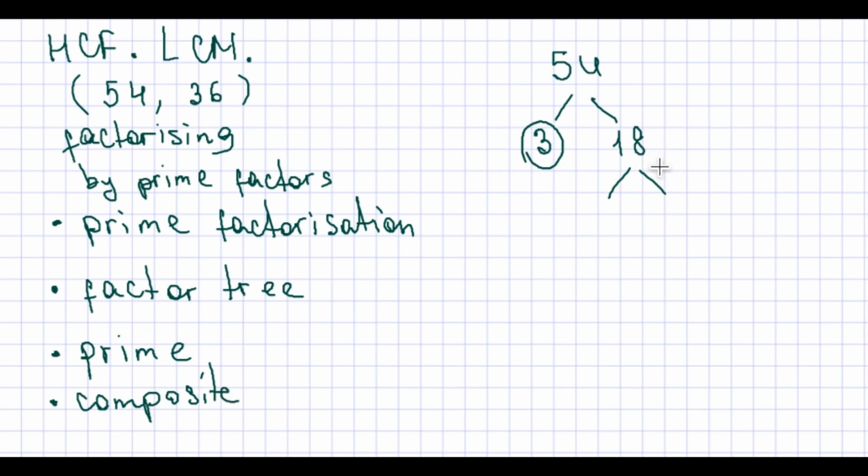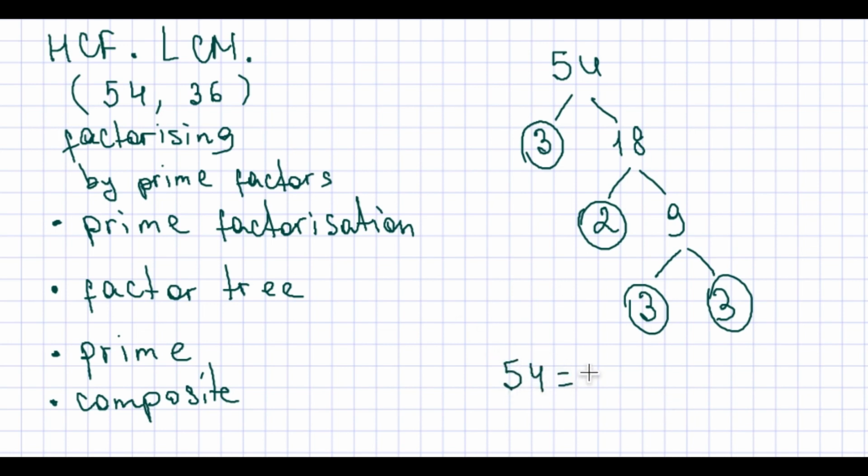18 is a composite number, so we can write 18 like 2 and 9. 2 is a prime number, it divides by 1 and 2 only, but 9 is a composite number, it divides by 3 and 3. 3 is a prime number. So 54 is 3 times 2 times 3 times 3, or we can write it as 2 times 3 cubed. This is the prime factorization of 54, or we wrote 54 as the product of its prime factors.